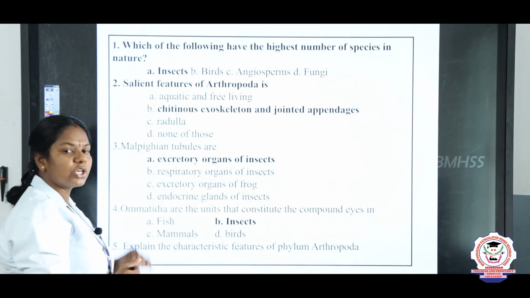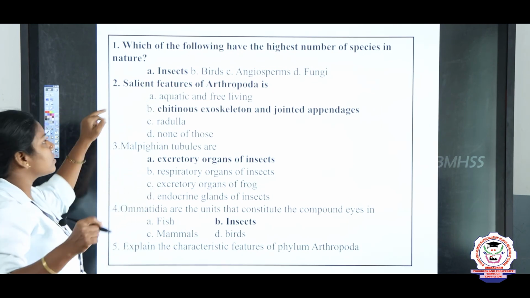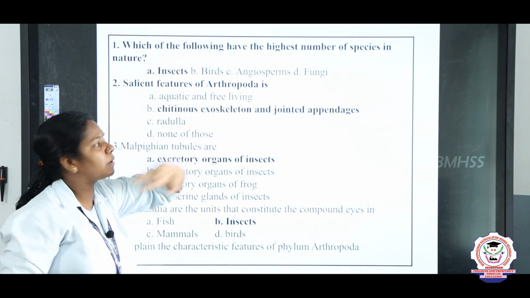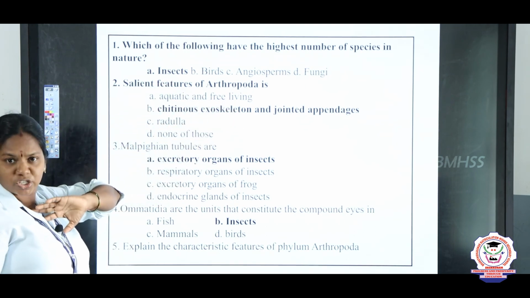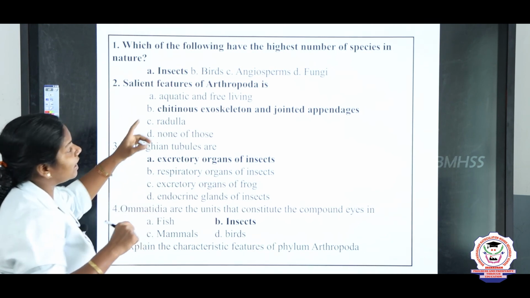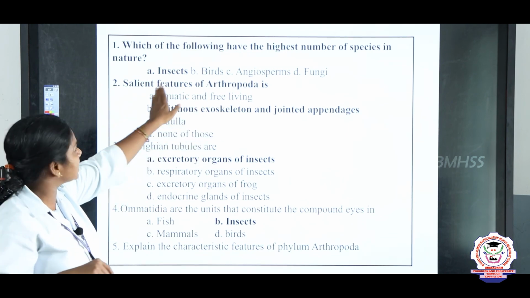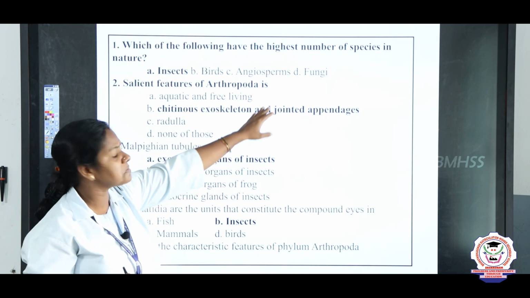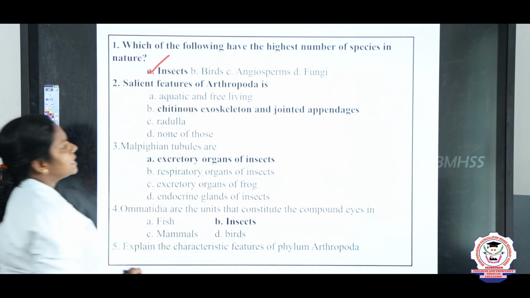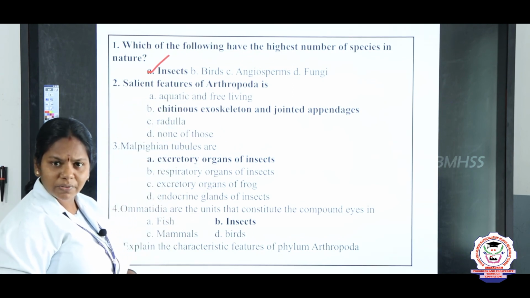It is also given in your study material. I will ask you some questions, children. Just answer my question. Revati, which of the following have the highest number of species in nature? Yes, which phylum? Very good. And phylum is Arthropoda. Here they have given some other options: insects, birds, angiosperms and fungi. So, which is the answer? Yes, very good, insects.